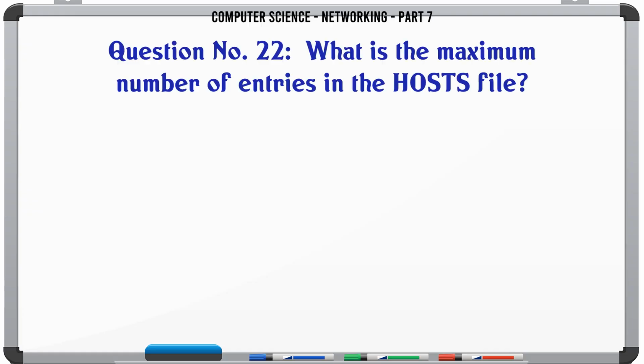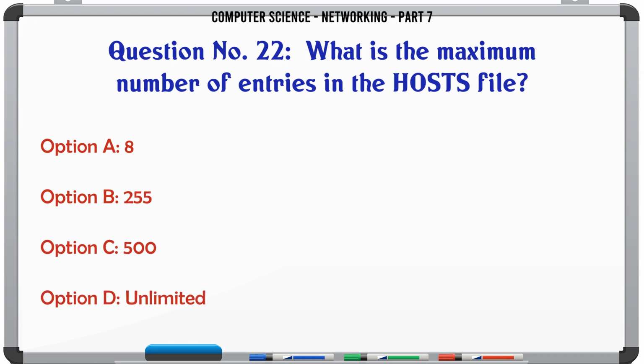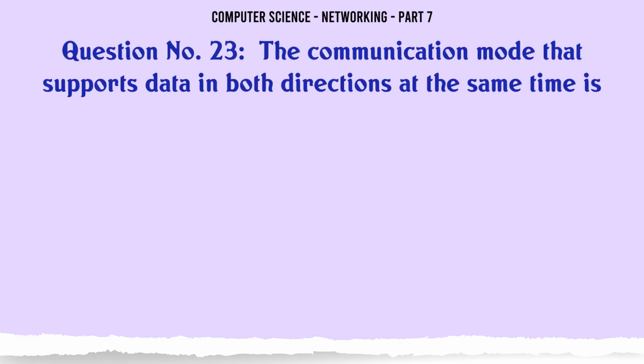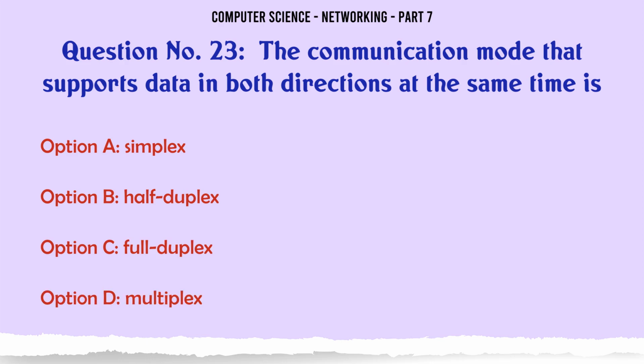What is the maximum number of entries in the host's file? A. 8. B. 255. C. 500. D. Unlimited. The correct answer is unlimited. The communication mode that supports data in both directions at the same time is A. Simplex. B. Half duplex. C. Full duplex. D. Multiplex.